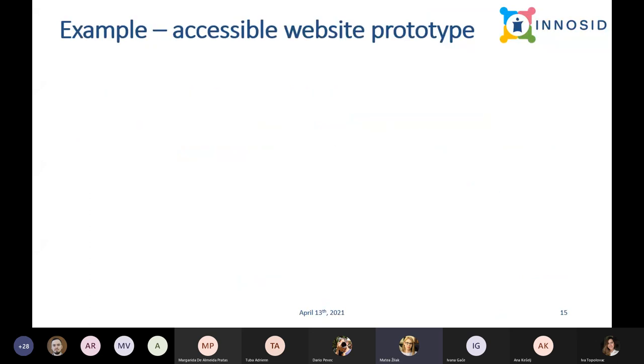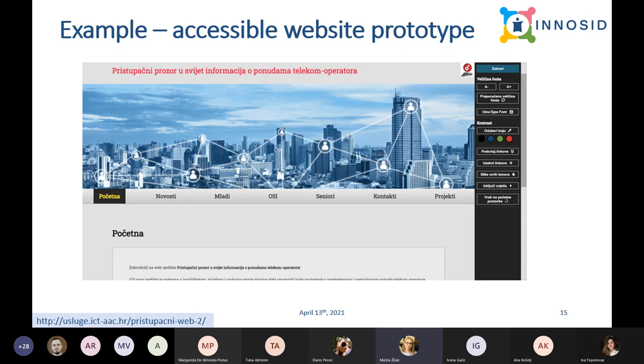Okay, so on this slide, you will see the accessible website prototype. So here is the homepage of one website. This prototype is actually a product of research and multidisciplinary cooperation between the academia, the state regulatory agency for telecommunications, and NGOs of persons with disabilities. So this is a website prototype that has information of interest related to telecom offers to different groups of people, including people with disabilities, youth, and the elderly.